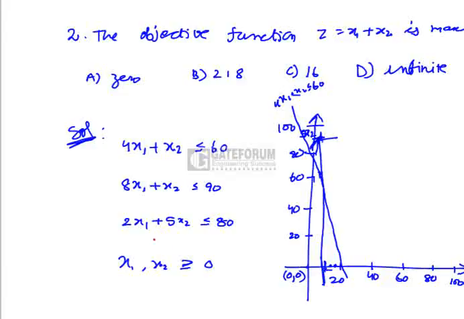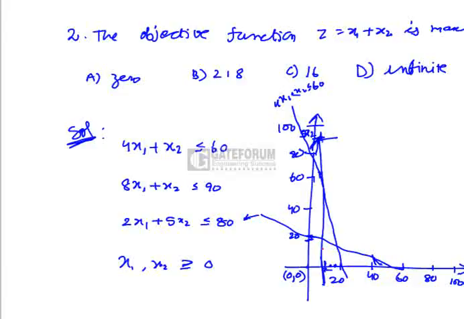Now consider the third constraint, which is 2x1 plus 5x2 is less than or equal to 80. At x1 is equal to 0, x2 is equal to 16. Let us say this is the point for 16. And now consider at x2 is equal to 0, x1 is equal to 40. So now join these two points, so this is the constraint for this.